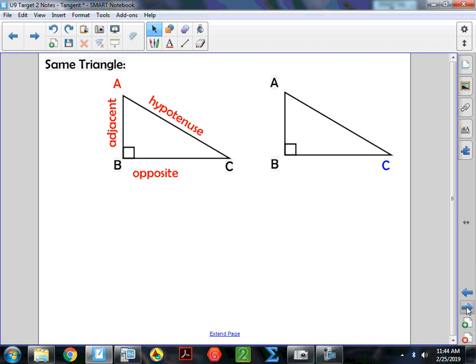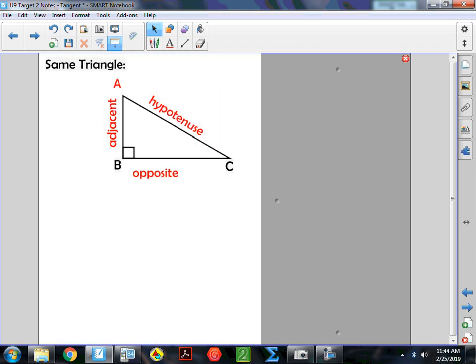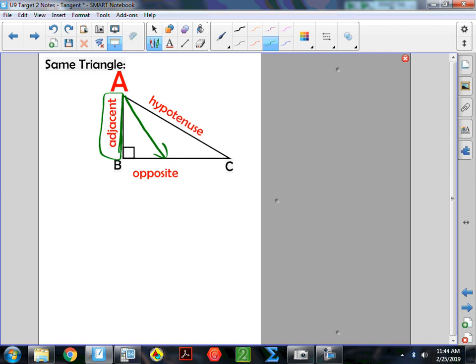So, given the triangle on the left, we have angle A in red. So angle A is the angle we're paying most attention to. And so from angle A's perspective, we still have the hypotenuse, which is across from the right angle. We have an adjacent side length, which is next to angle A. And then we have an opposite side that is across from angle A. And so from angle A's perspective, we have opposite, adjacent, and hypotenuse.